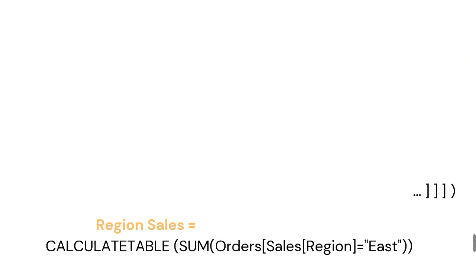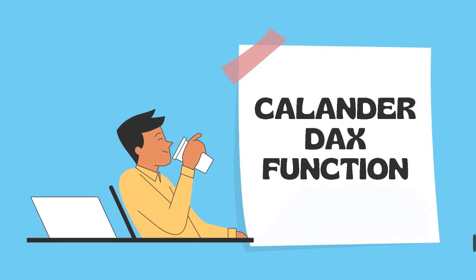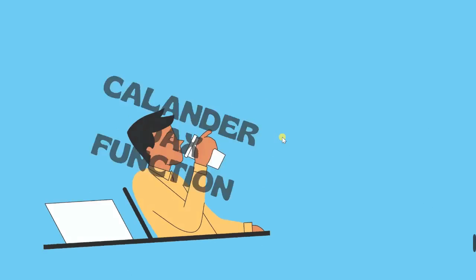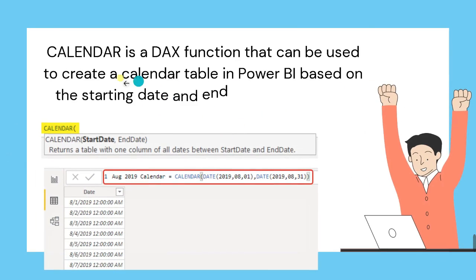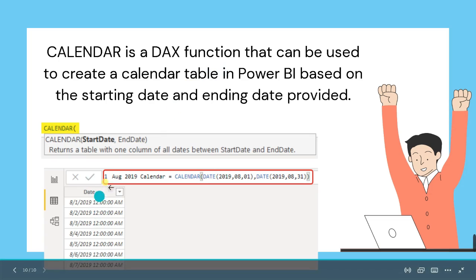Then the next DAX function that we are going to learn is the CALENDAR DAX function. The CALENDAR DAX function is basically used to create a calendar table in Power BI based on the starting date and ending date provided. It means the CALENDAR DAX function is used to create a table which contains a column called date, and inside the date column the values are in between the start date and the end date.